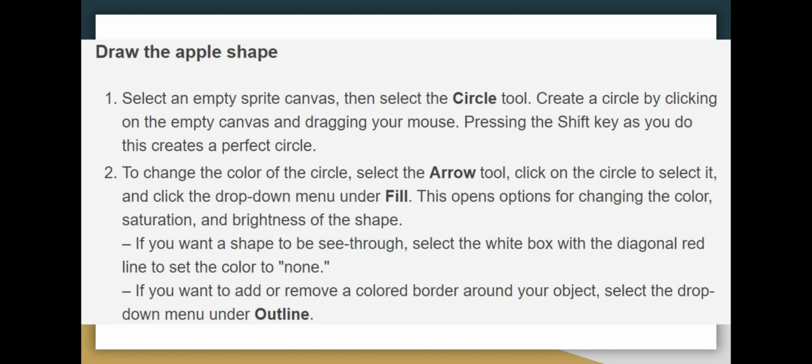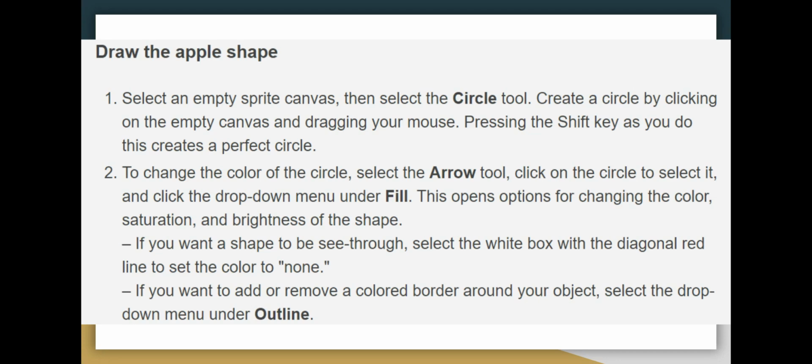So the first thing you're going to do is draw the apple shape. You're going to select the empty sprite canvas. You're going to select the circle tool. You're going to create the circle by clicking on the empty canvas and dragging your mouse. You can make the circle any size you want. I would make it pretty big. If you press the Shift key while you drag your circle out, you'll get a perfect circle. If you don't do that, you may end up with an oval.